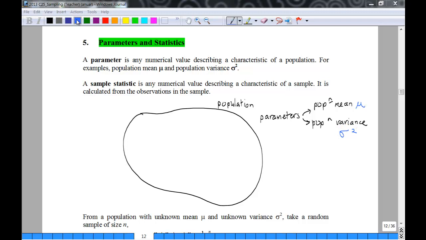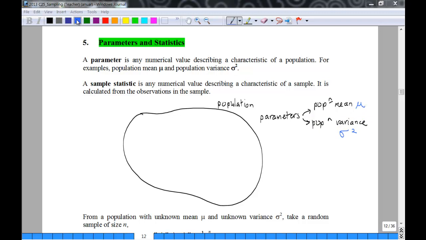Now it is very important that from now on, whenever we say mu, you must always think about mean. But what kind of mean? It must always be population mean. And when we talk about sigma squared, you are always thinking about variance. But what kind of variance? Population variance.